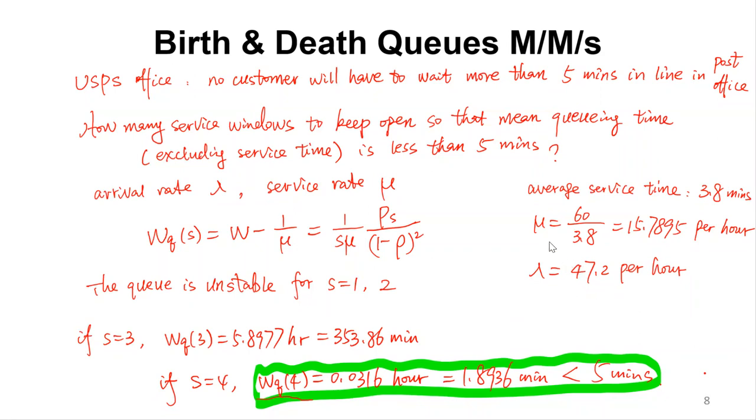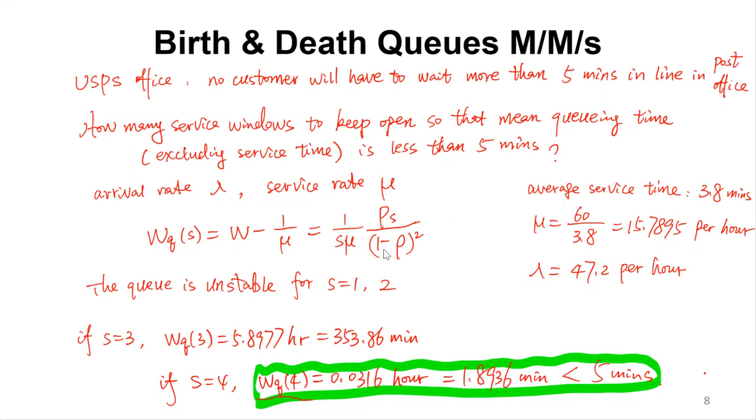S mu. Now, if S equals 1 or 2, so 1 times mu or 2 times mu, 2 times mu is about 30 or 32, right? So this is obviously less than lambda. So the queue is unstable for S equals 1 and 2, and we're not going to consider them. Let's calculate S equals 3.